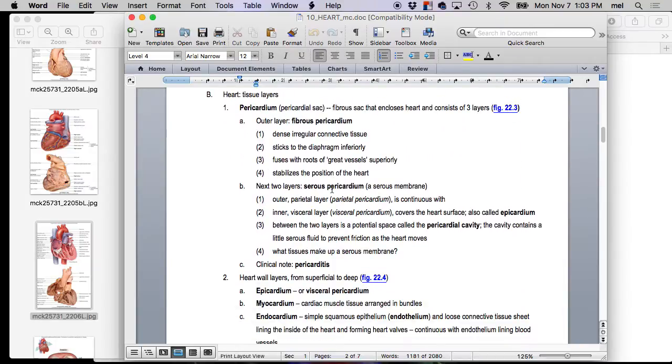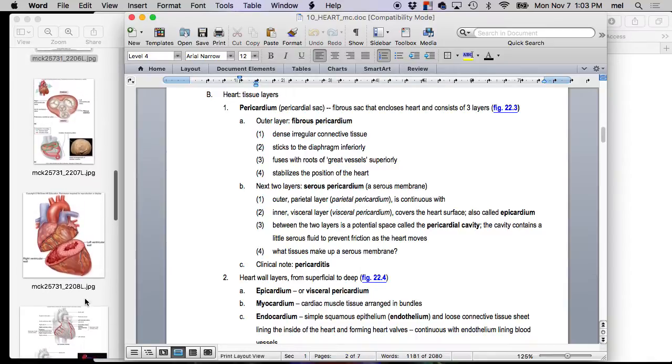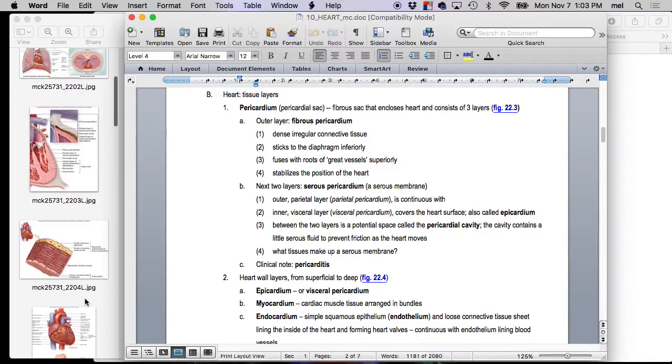All right, so let's talk about, I think this is where you were, the tissue layers of the heart. This is not hard. And then we'll get into the real functionality of the heart today.